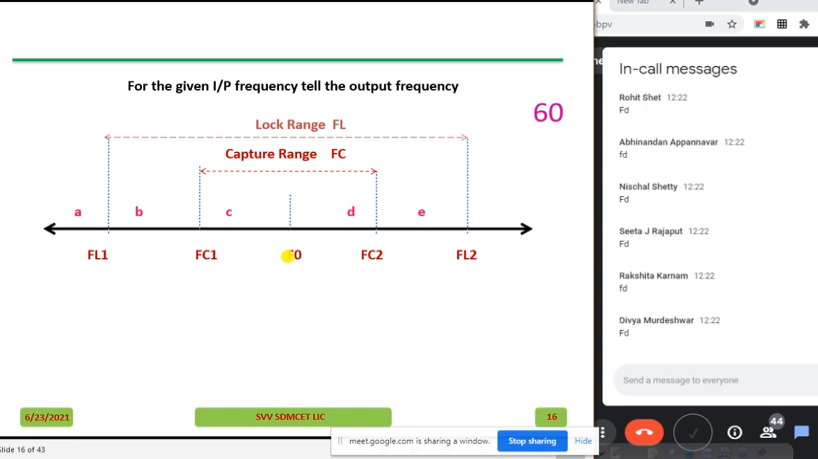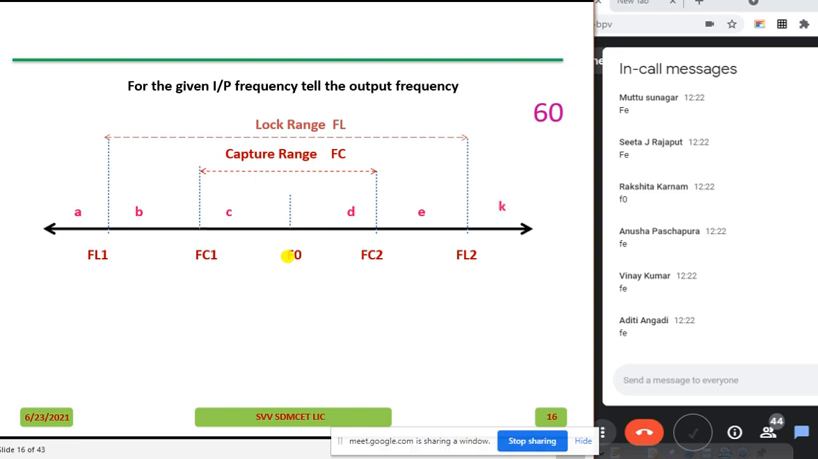Now if I give FE, what is the output frequency? Whether the output will be F0 or FE, there will be a small doubt. एक बार कैप्चर हो गया ना, up to FL1 FL2 I can drag. Remember, एक बार कैप्चर हो गया, output input एक हो गया, I can drag up to FL1 and FL2. Because of that, now output will be equal to FE. Because already output equal to input हो गया है, I can drag up to FL1 and FL2.